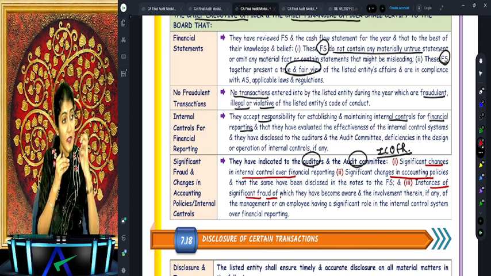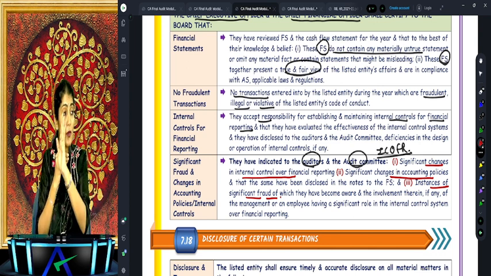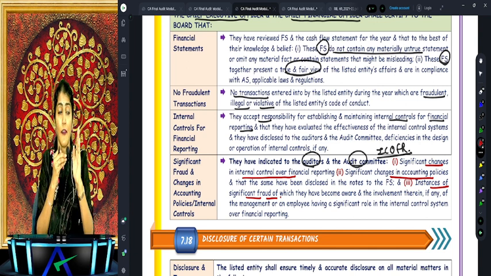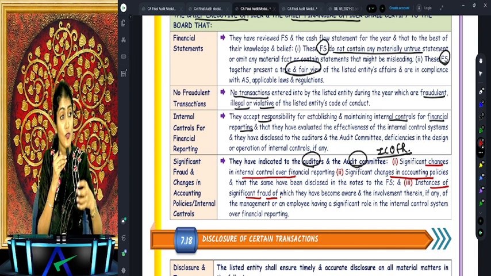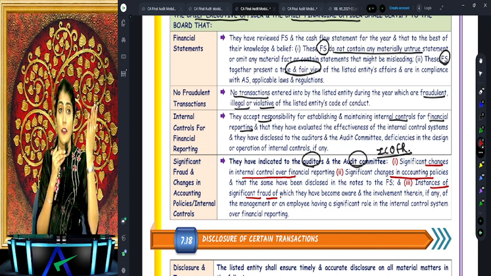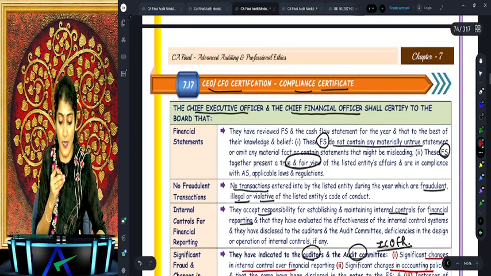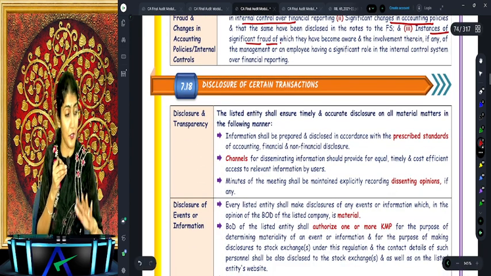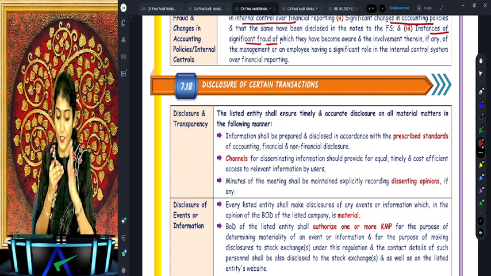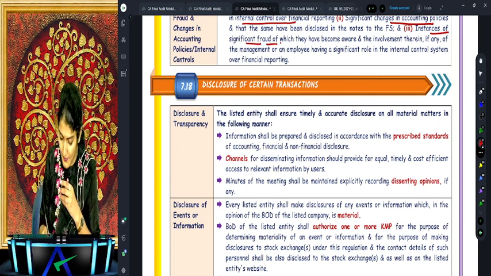Then they accept the responsibility for the company having proper internal controls over the financial reporting, and CEO CFO are certifying that they have disclosed to the auditor and to the audit committee any changes in internal control, any changes in accounting policies, and the instances of the significant fraud, right? So that is the contents of the CEO CFO certification. Is it clear to everyone? CEO CFO certification. Okay. And then coming to the next one.